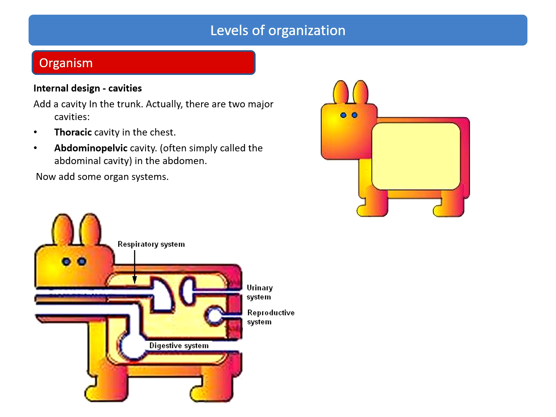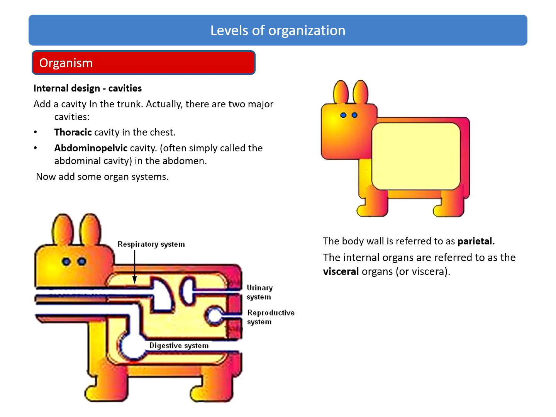Now add some organ systems: the respiratory system, the digestive system, a urinary system, and a reproductive system. The body wall is referred to as parietal. The internal organs are referred to as visceral, the visceral organs. The location in the cavity enables them to move about as they function, and it allows room for growth.